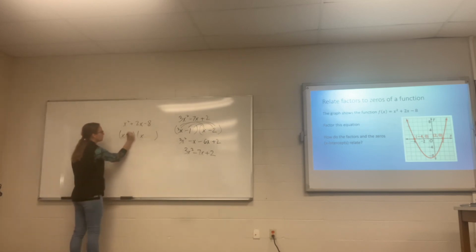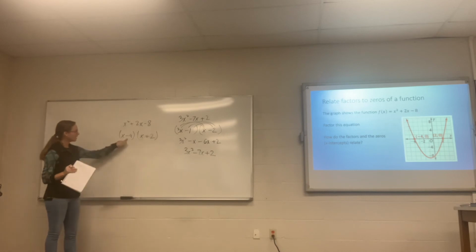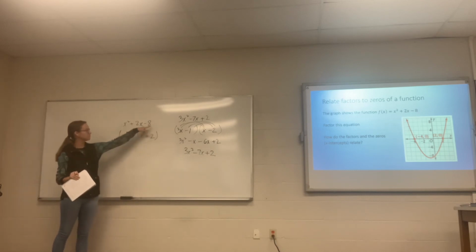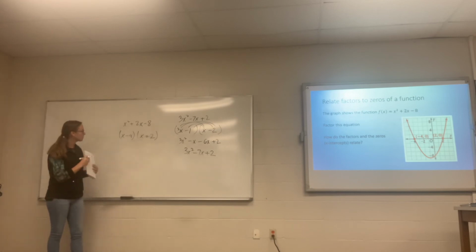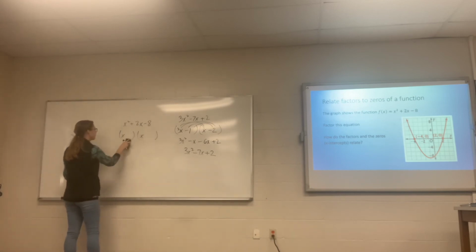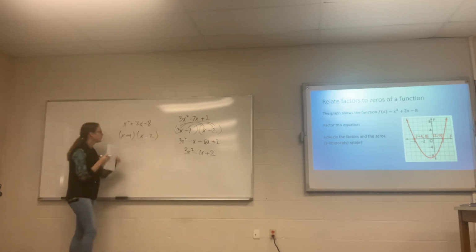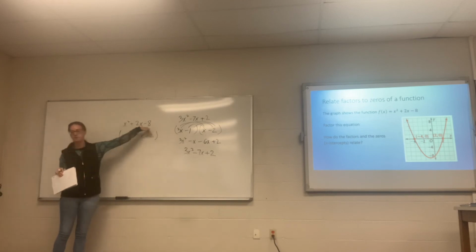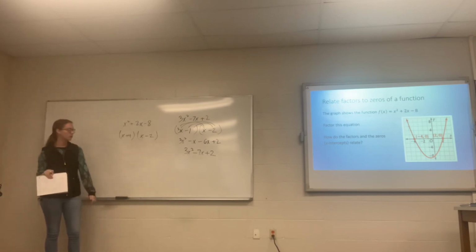So let's go ahead and plug in negative 4 and positive 2. Because negative 4 times 2 gives me negative 8, but negative 4, oh, sorry, I put those in backwards. Positive 4 and negative 2. Okay, because positive 4 times negative 2 gives me negative 8, and positive 4 plus negative 2 gives me positive 2. Okay, but let's go ahead and FOIL it out to check.